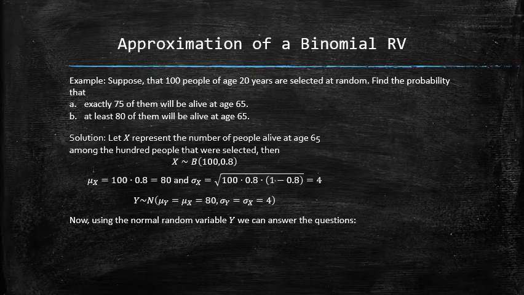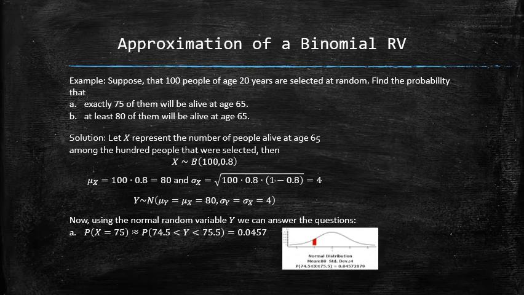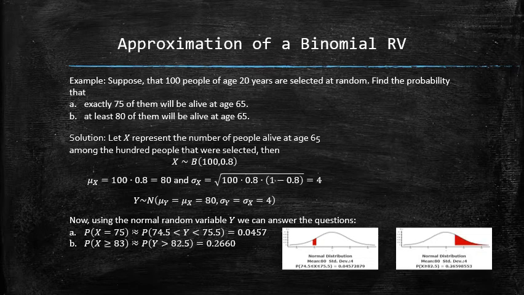The probability that x is 75 can be approximated by the probability that y is between 74.5 and 75.5, which is equal to 0.0457. Also, the probability that x is greater than or equal to 83 can be approximated by the probability that y is greater than 82.5, which is equal to 0.2660. These approximations are expected to be very close to the true values because both np and n times 1 minus p are greater than 5.